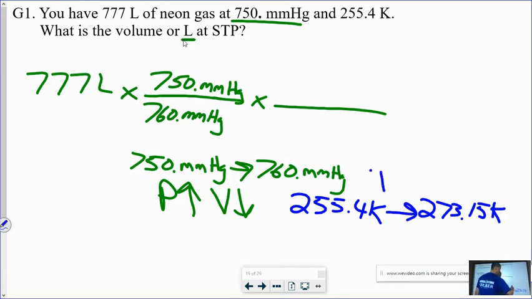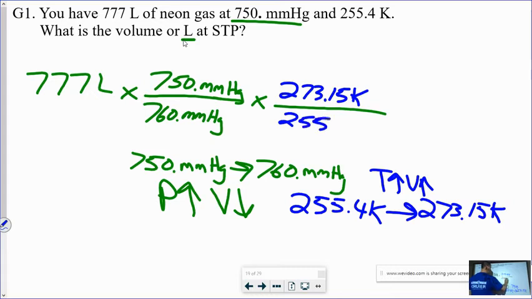My temperature in this problem is going up. If I want my temperature to go up, my volume would also go up. All right, so now I want my volume to get larger according to this, so I put the larger of the two numbers on top: 273.15 Kelvin and 255.4 Kelvin.